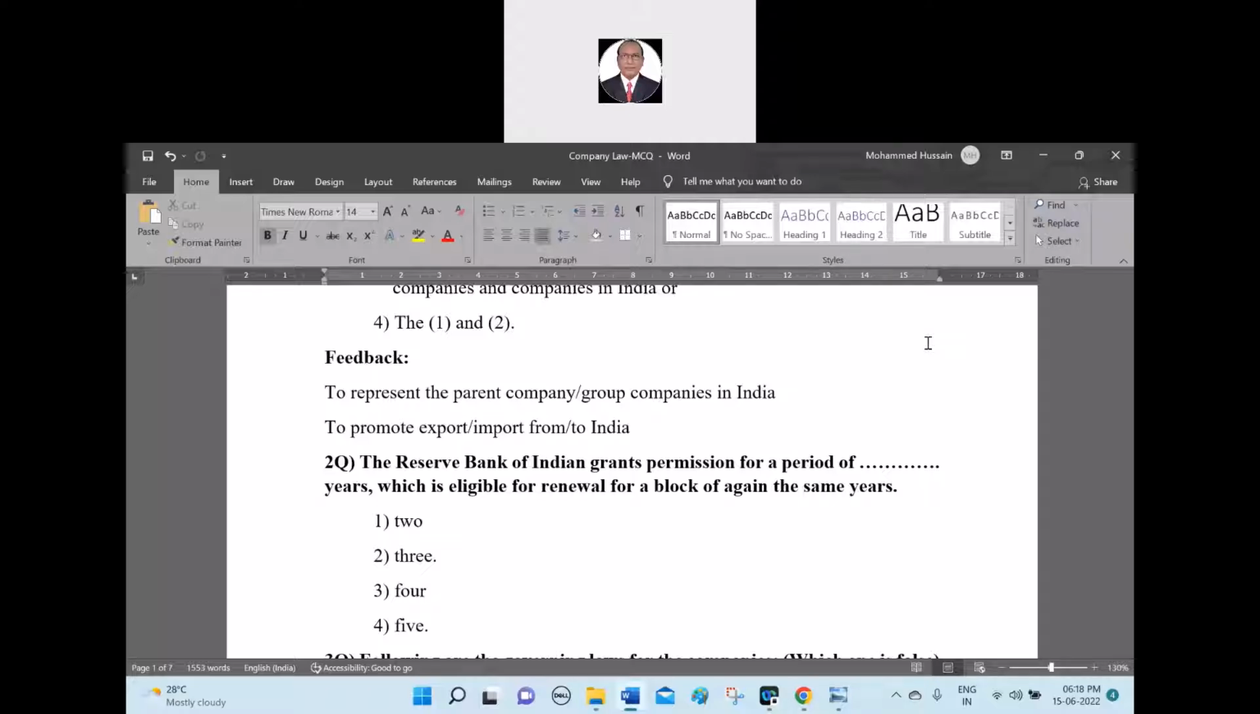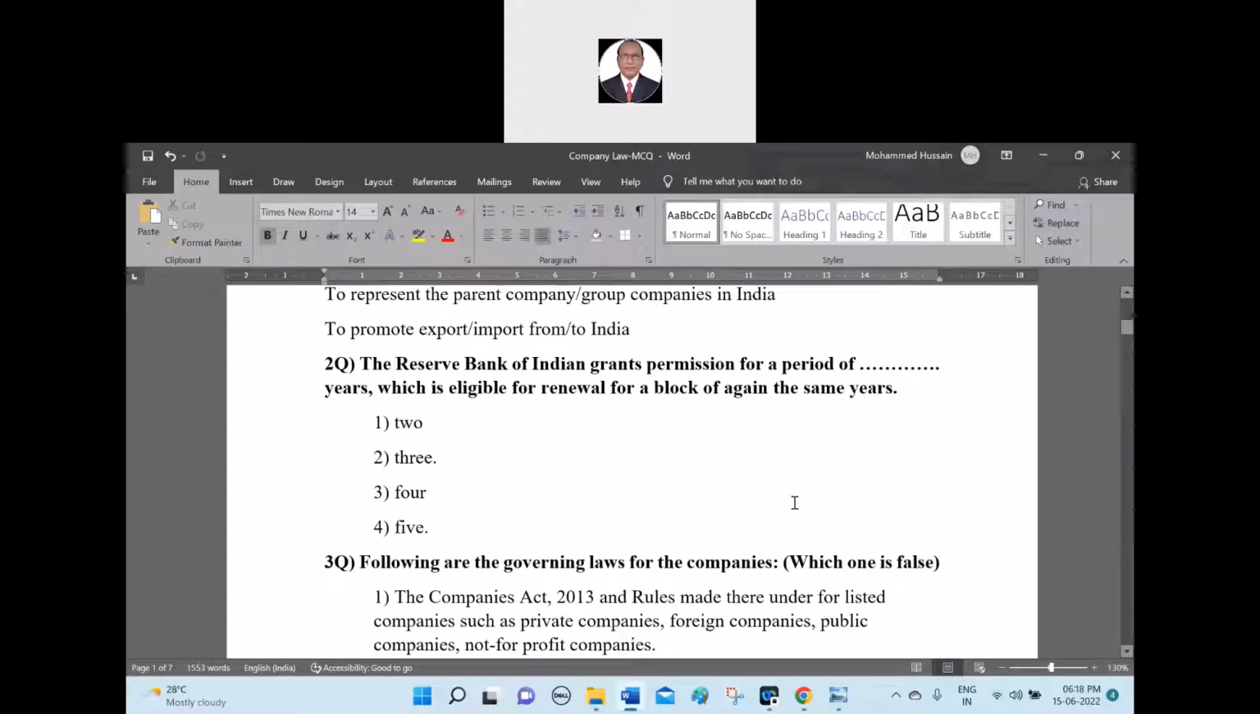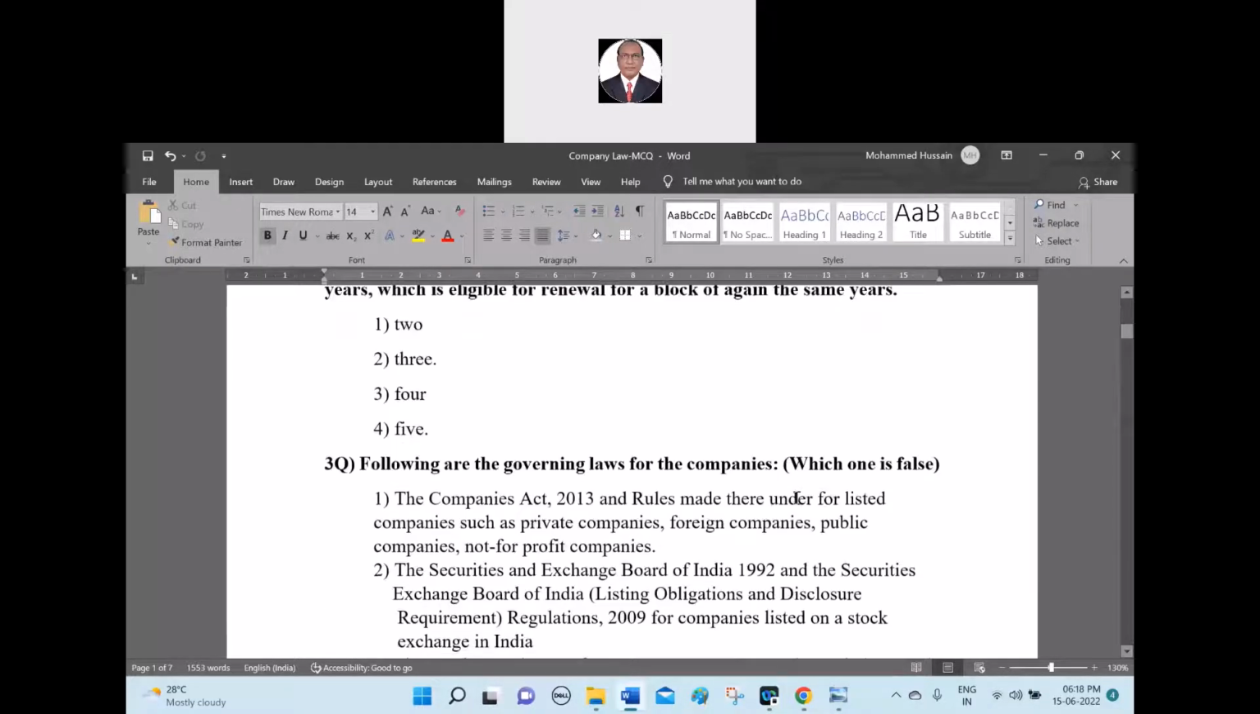Answer is 3 years, option number two. Supplementary question: here, the renewal for a block of again the same years. If I say again the same 3 years, here I removed the three and said same years. But the renewal is also given for 3 years.